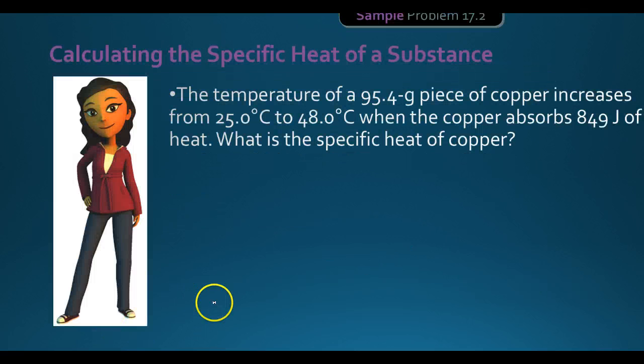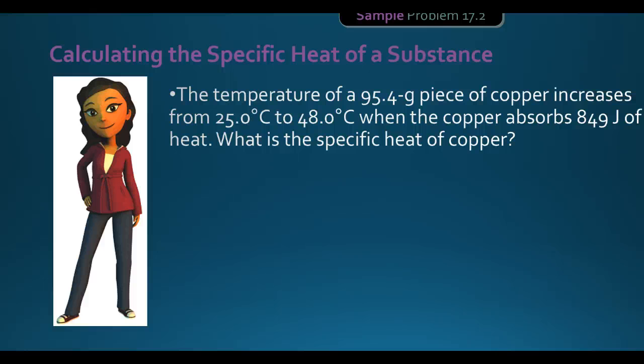Alright, so let's take a look at this. We're going to look at a sample problem, and then you're going to practice these kinds of problems in your practice packet. The temperature of a 95.4 gram piece of copper increases from 25.0 degrees Celsius, that's your initial temperature, to 48.0 degrees Celsius when the copper absorbs 849 joules of heat. What is the specific heat of copper?